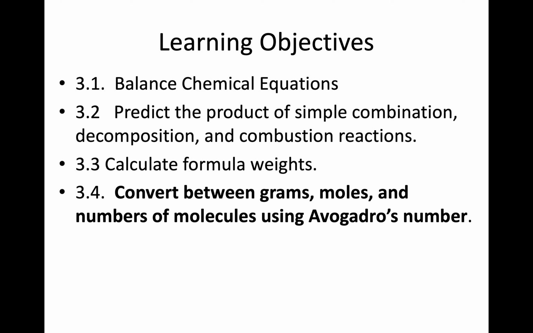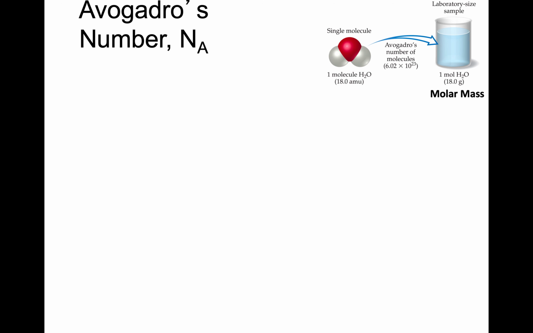Moving on to the last portion in 3.4, the concept of Avogadro's number. A single molecule has a very small mass expressed here in terms of AMU, and recall that's in relation to carbon-12 having a precise value of 12 AMU.